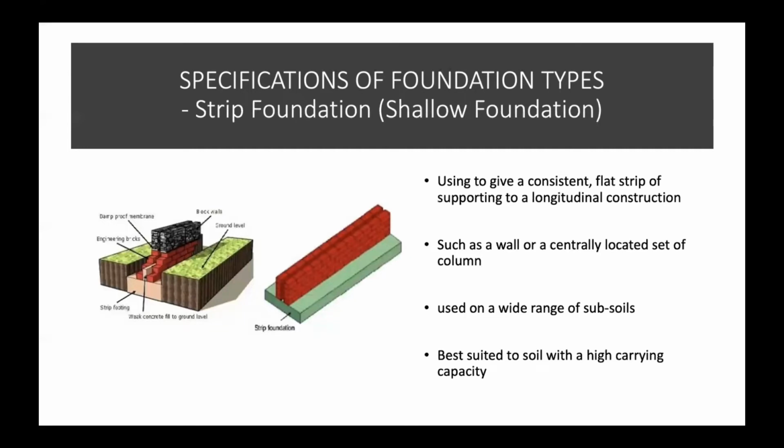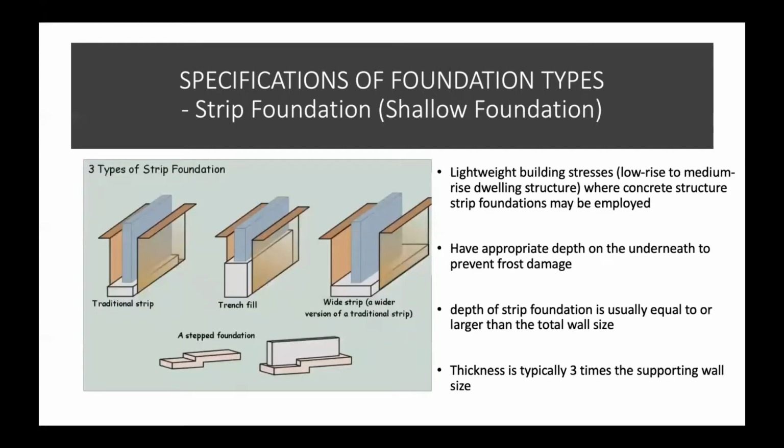The strip foundation is also a shallow foundation, used to give a continuous flat strip supporting a longitudinal construction, such as a wall or a centrally located set of columns, and it is used on a wide range of subsoils. It is best suited to soil with a high carrying capacity. Strip foundation is usually used for lightweight building loads, where a concrete strip foundation may be employed at an appropriate depth in the soil to prevent damage from forces. The depth of strip foundation is usually equal to or larger than the total wall size. The thickness is typically 3 times the supporting wall size.